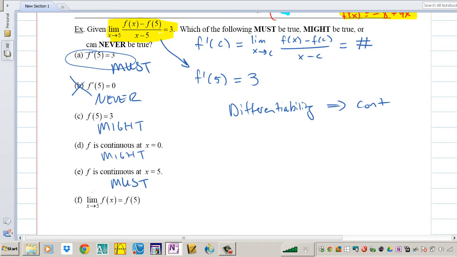And then it says the limit as x approaches 5 of f of x is equal to f of 5. Well, just like we don't know anything about the function, it could be possible that the limit might equal f of 5, but we don't know for sure. If we knew more information about the function, we could say this must be true or this may never be true, but since we don't know anything about the function, this could be true.